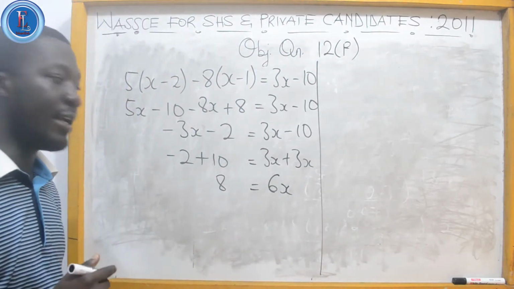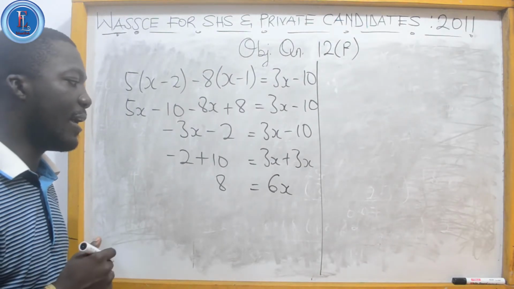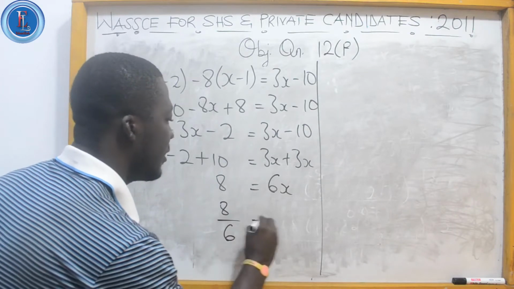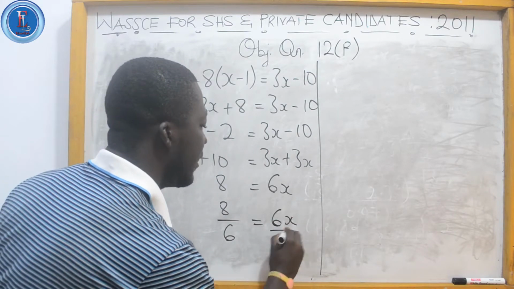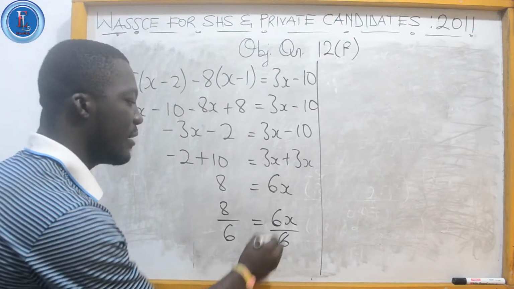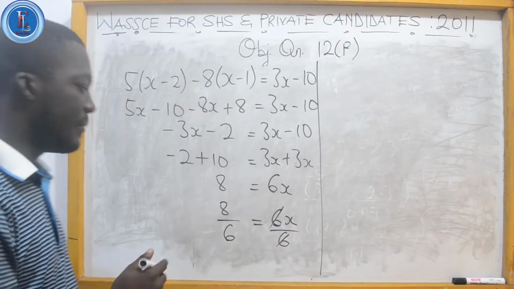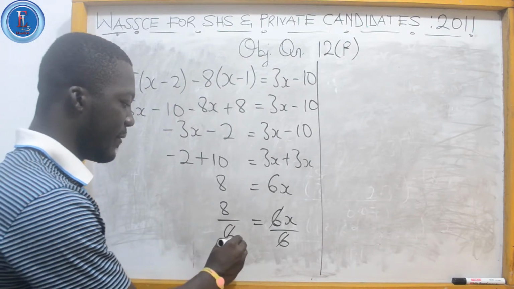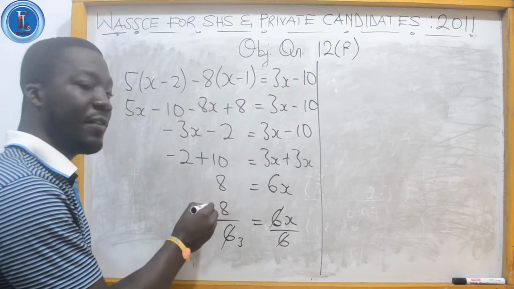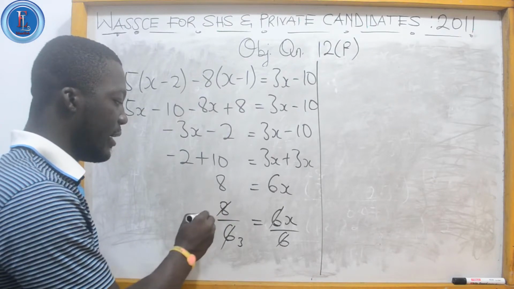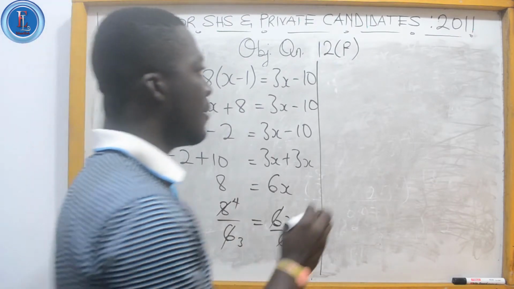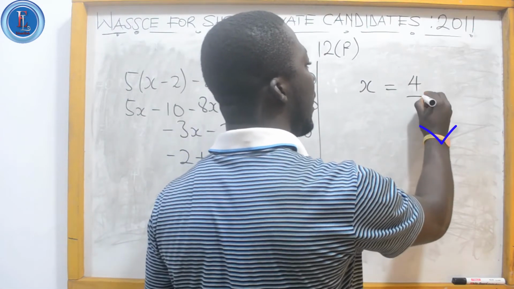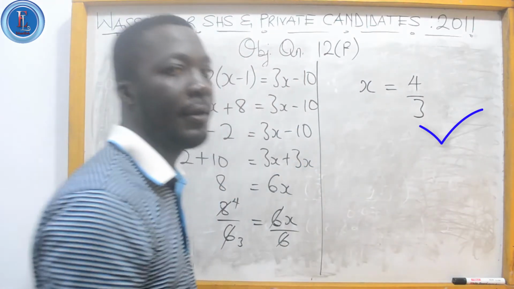If we want to get x, we divide both sides by the coefficient of x, which is 6. So 8 divided by 6 is equal to 6x divided by 6. This 6 will cancel 6 here. Then a common factor of 2 will go into 6, 3, and the same factor will go into 8, 4. So our final value for x will be equal to 4 out of 3.